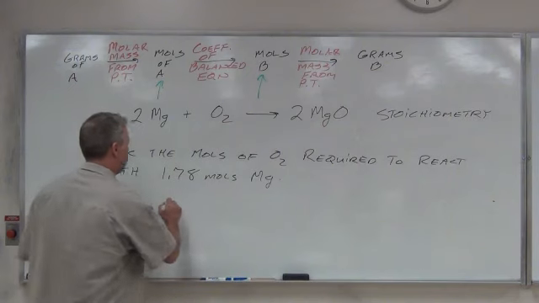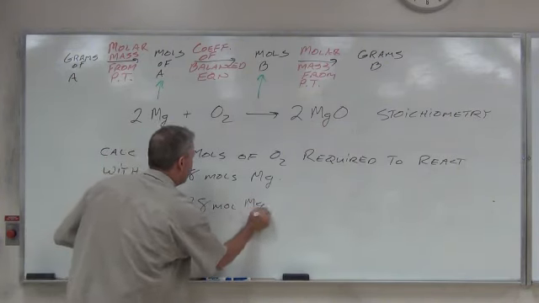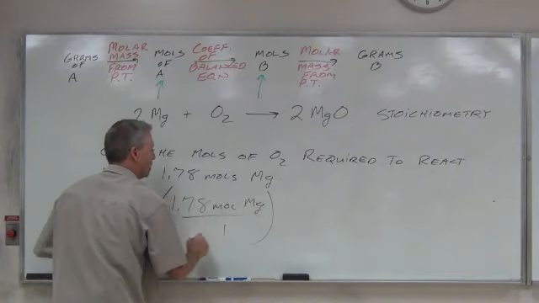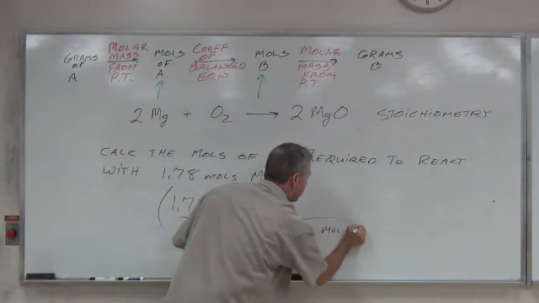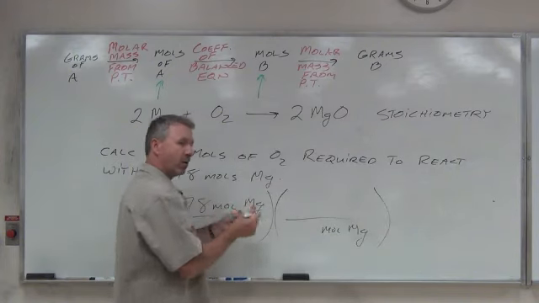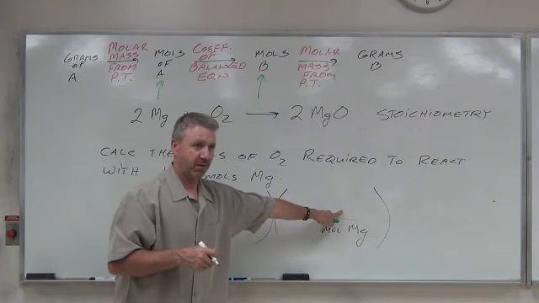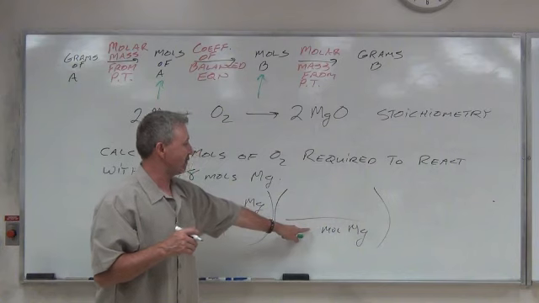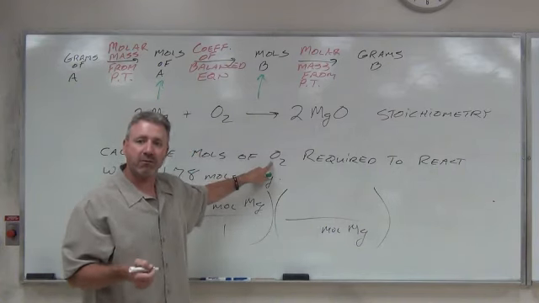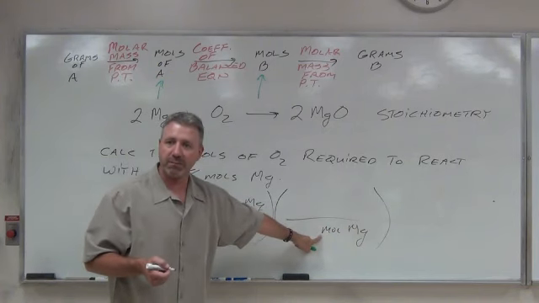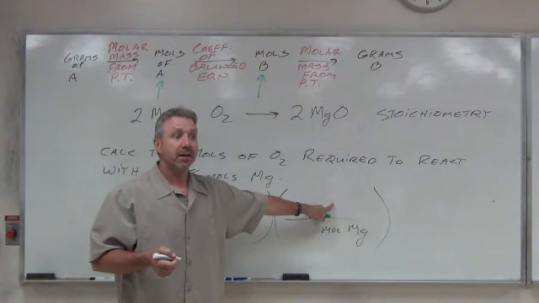Use this roadmap. Wherever you're starting versus where you finish is going to tell you what conversions you have to use. So I started out with 1.78 mole of magnesium, right? You were right on by putting mole of magnesium in the bottom. Now, where do you want to take mole of magnesium? Yes, you can take it to grams of magnesium. But what are you asked for? Mole of O2. Is there a direct conversion that will allow me to go between moles of magnesium and moles of O2? Yeah, there is.